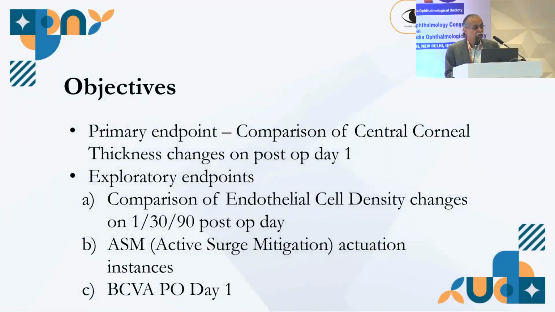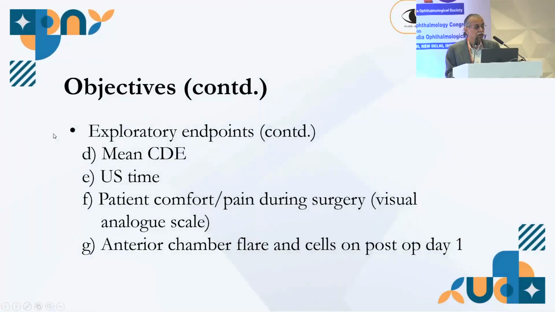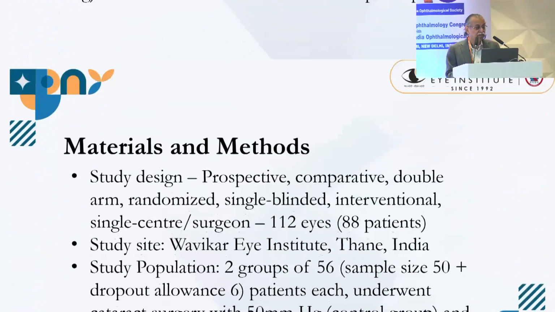The primary endpoint was comparison of CCT, central corneal thickness, on post-op day 1, whereas exploratory endpoints were endothelial cell density, active surge mitigation, BCVA, mean CDE, US time, patient comfort, and anterior chamber flare and cells.